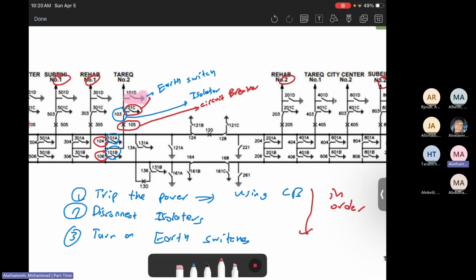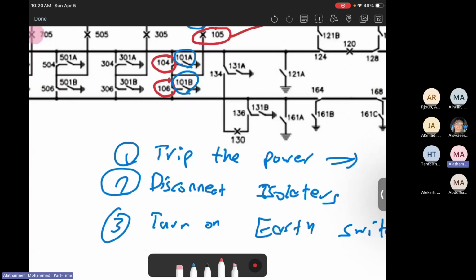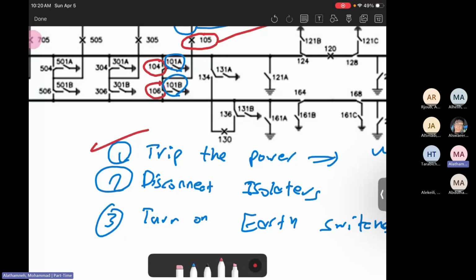Now, before going into more detail, what's the point of tripping the circuit breaker? Yes, we need to trip the circuit breaker to disconnect the power.